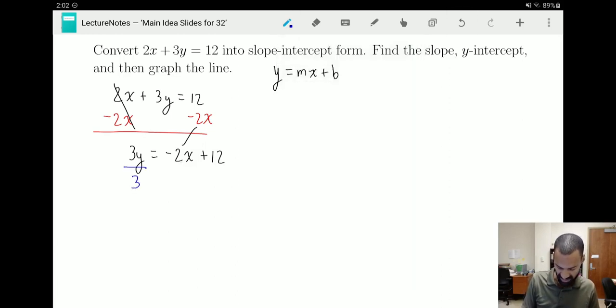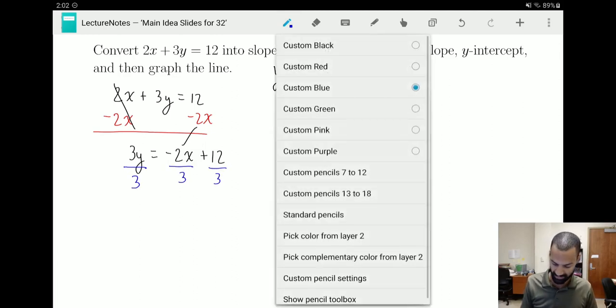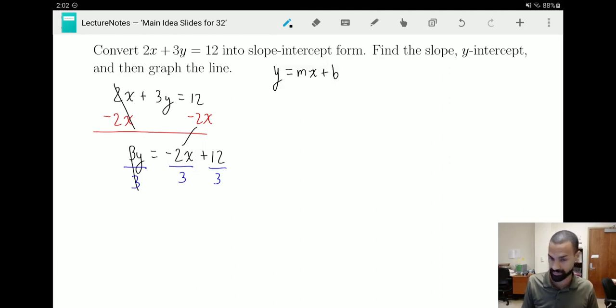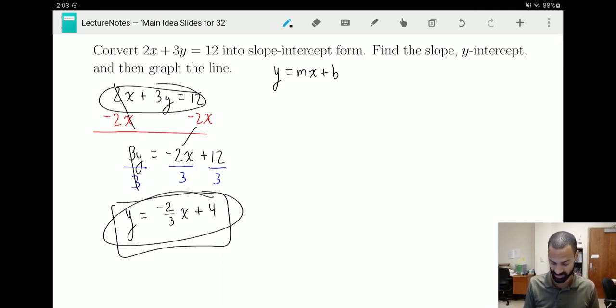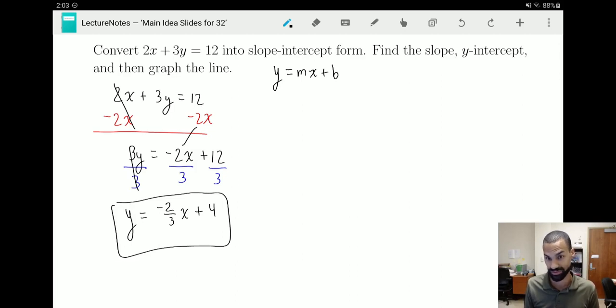And here we're going to divide each individual term by 3. Okay, divide each individual term by 3. We end up with y equals negative 2/3 x plus 12 divided by 3 is 4. Okay, so we have y equals negative 2/3 x plus 4. That would represent the slope-intercept form of that same equation. Okay, still, the ordered pairs that work for this equation will also work for this one. It just depends on what you're trying to do, right?